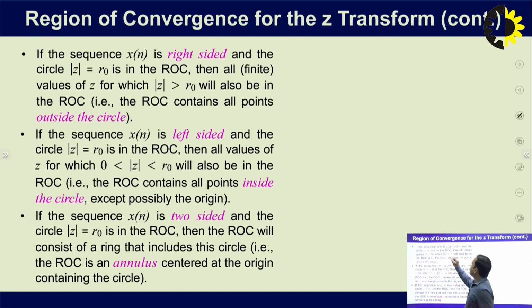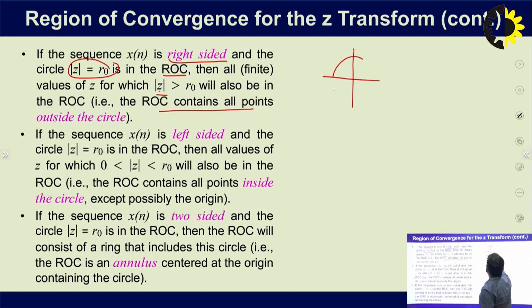Next, the fourth property of ROC is if x[n] is right sided. Very important. If x[n] is right sided and the circle mod z equals r0 is part of the ROC, then all values of z for which mod z is greater than r0 will also be in the ROC, and the ROC contains all points outside the circle. This means that for the circle mod z equals r0, the ROC will be, if this is the r0 point, definitely outside the outermost circle.